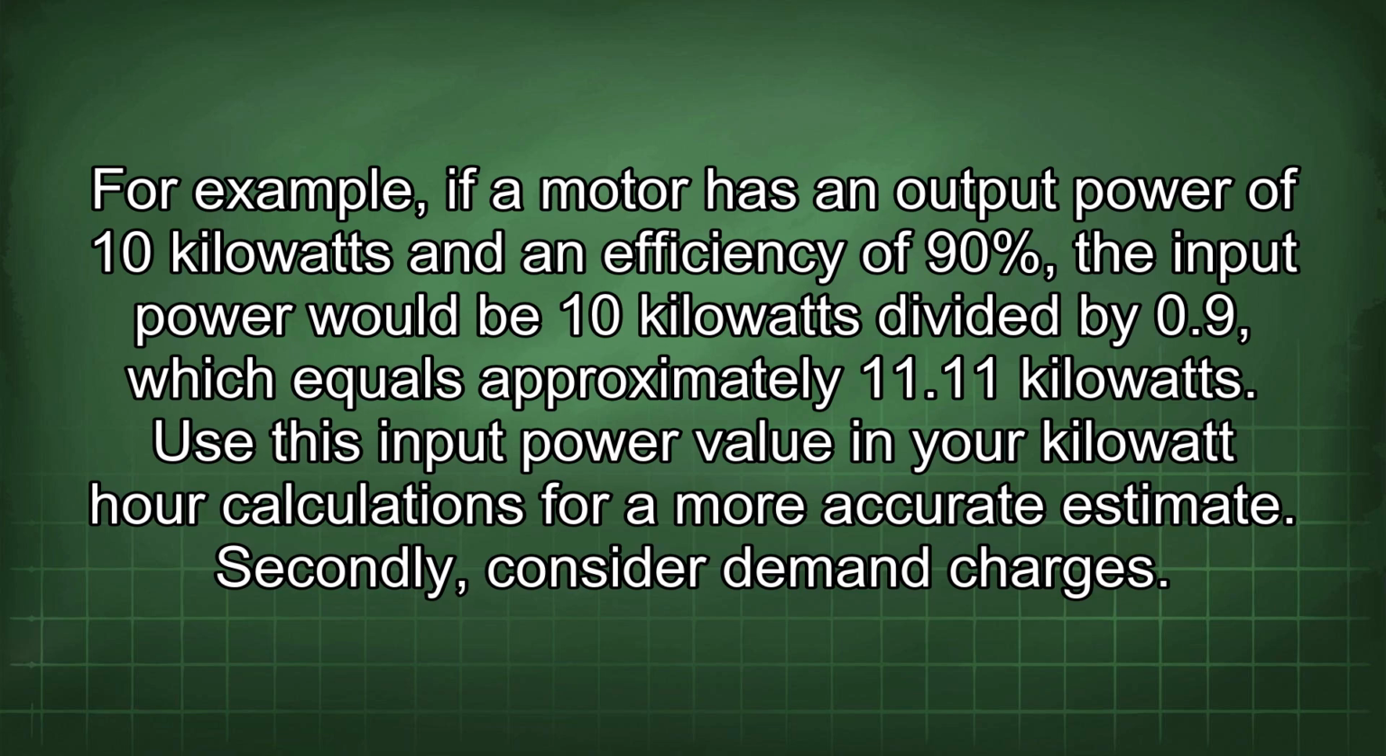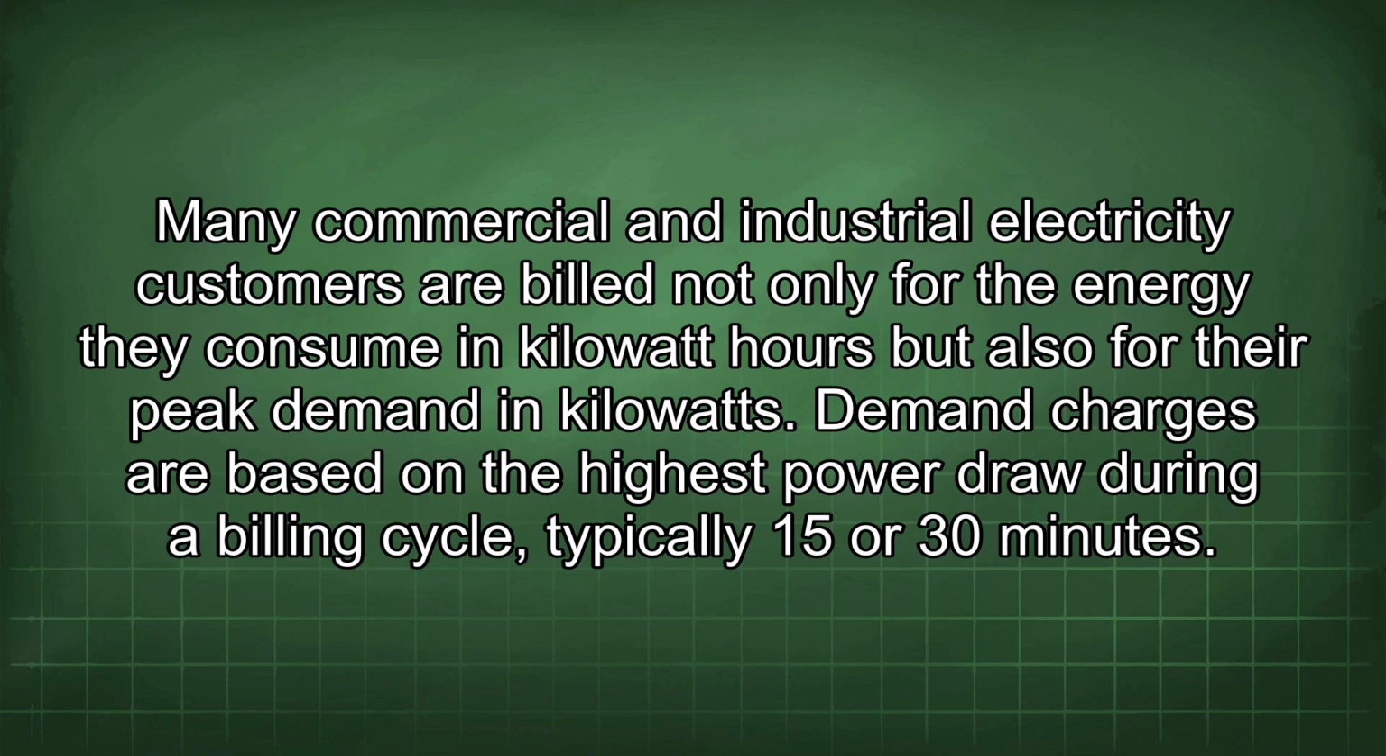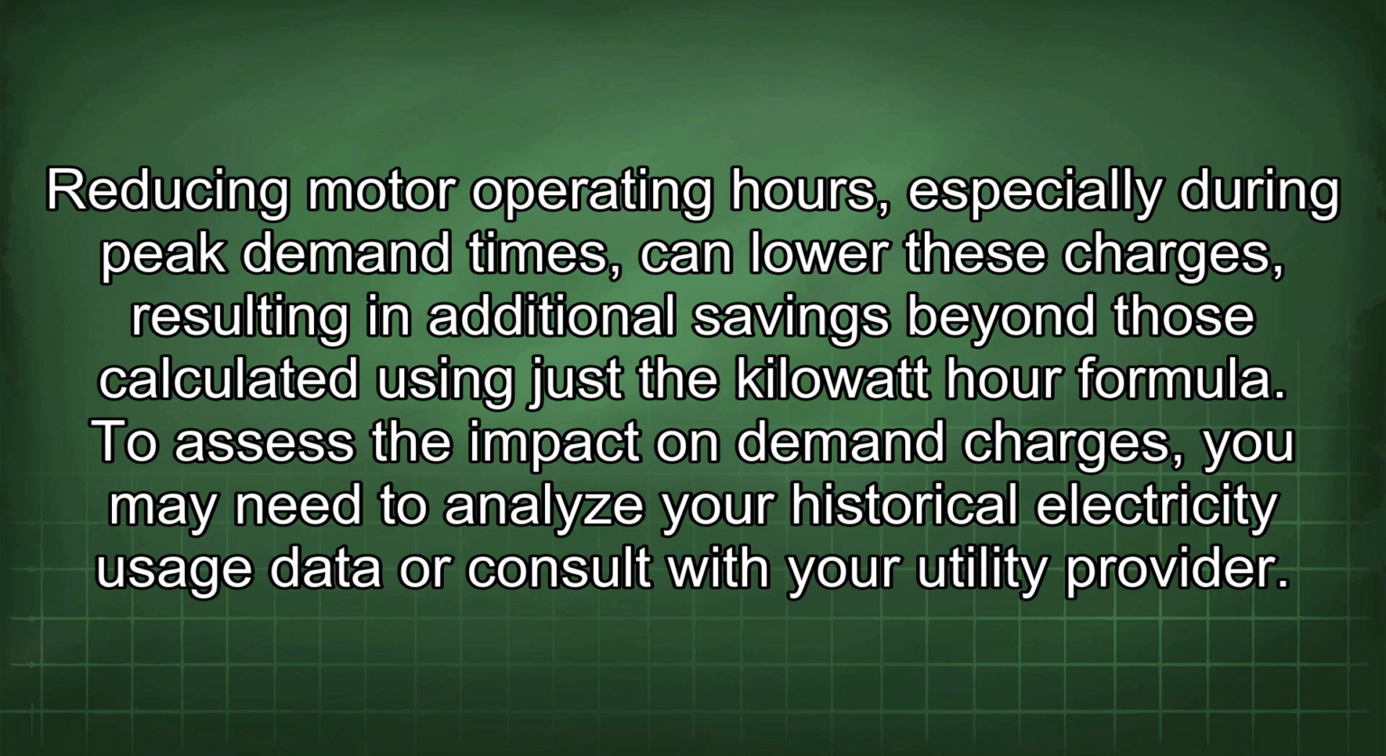Use this input power value in your kilowatt-hour calculations for a more accurate estimate. Secondly, consider demand charges. Many commercial and industrial electricity customers are billed not only for the energy they consume in kilowatt hours but also for their peak demand in kilowatts. Demand charges are based on the highest power draw during a billing cycle, typically 15 or 30 minutes. Reducing motor operating hours, especially during peak demand times, can lower these charges, resulting in additional savings beyond those calculated using just a kilowatt-hour formula.